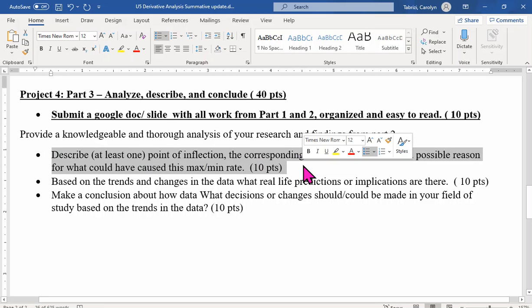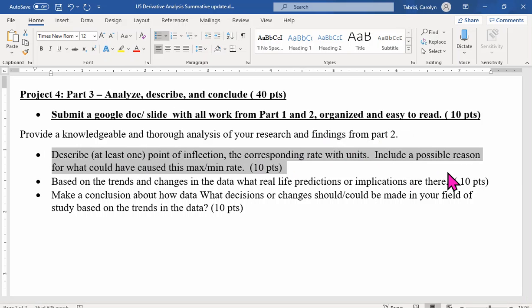Describe at least one point of inflection, with the units. What it actually is and what happened. For this particular example, median house prices, I would look at 2003 and ask, why did it go up so much at that point? Was there a reason for it? Maybe if I was looking at the decline, the housing market crashed in 2008, so there'd be a reason for a giant decline. Give me some information about whatever you researched that corresponds with that greatest rate.